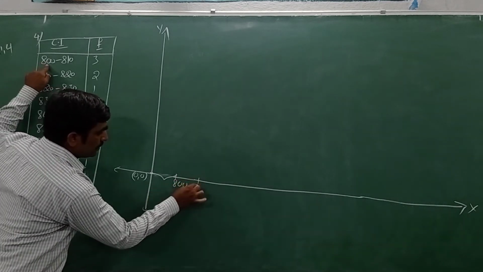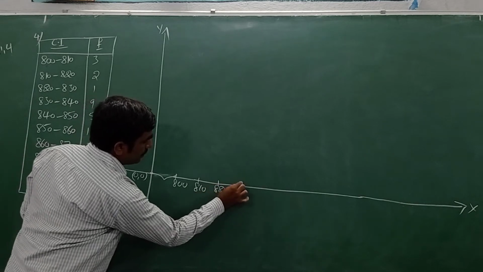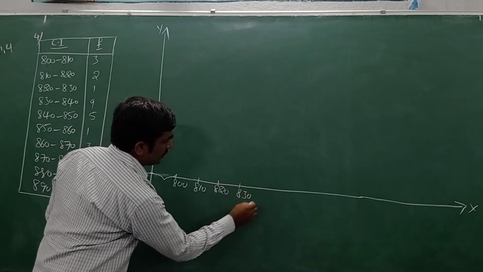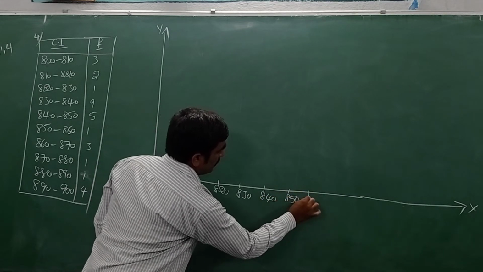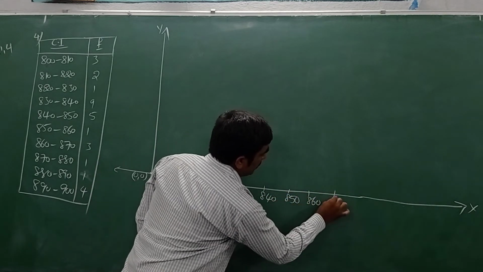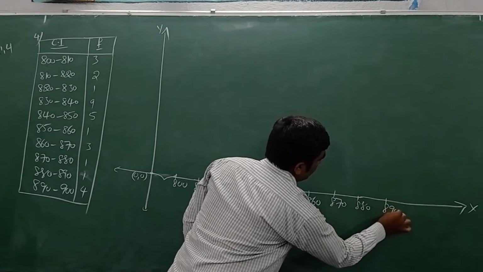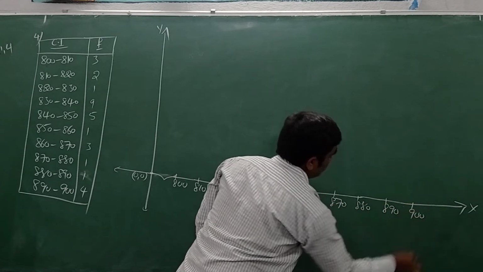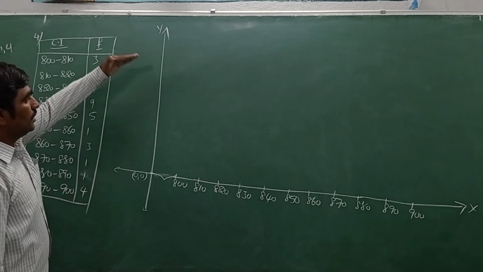800, next, 810, 820, 830, 840, then 850, then 860, 870, 880, then 890, then 900. Here we take the scale.